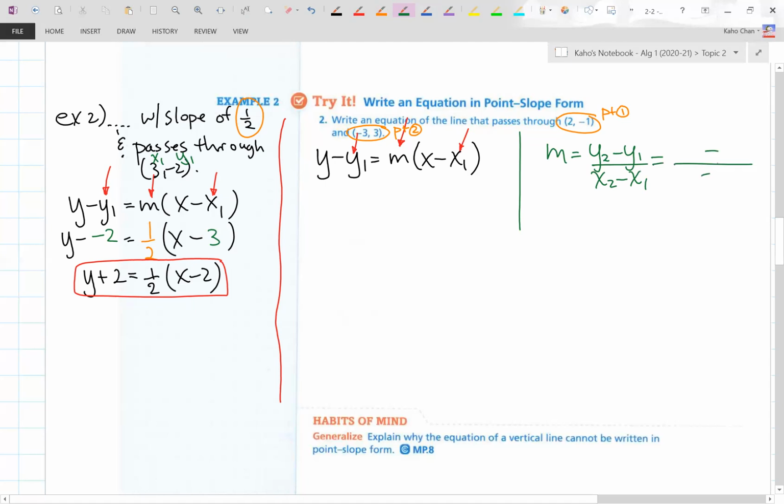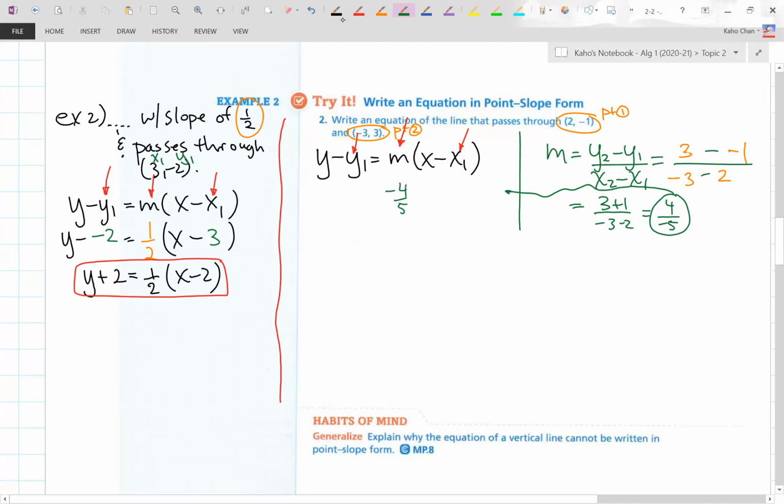Okay, y value of the second point minus the y value of the first point, double negative right there, x value of the second point minus the x value of the first point. Watch out for those negatives. Oh no. There it is. -4/5 is the slope. We need to put that right into my equation over there, -4/5.